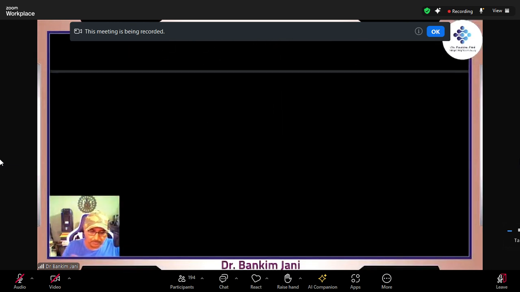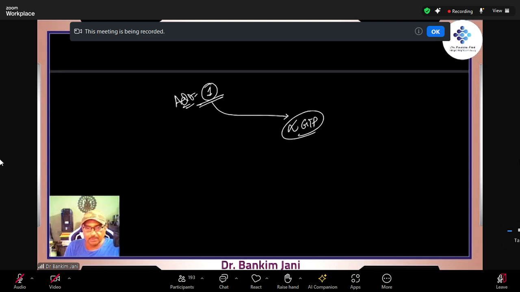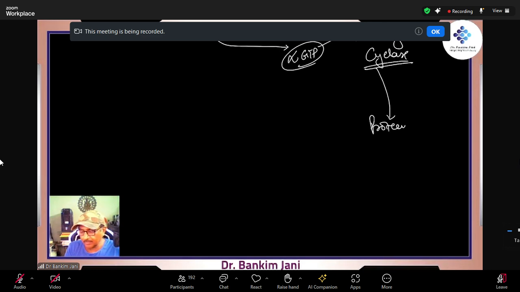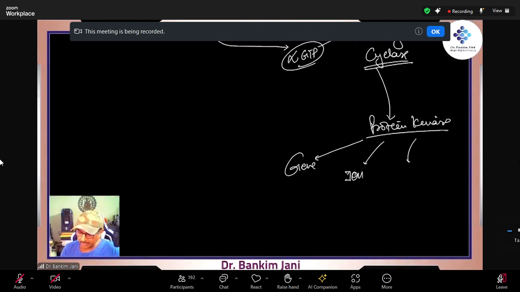Now, interestingly, only one molecule of adrenaline came from the top. It generated that alpha GTP. This alpha GTP acted on that adenyl cyclase. This adenyl cyclase activated protein kinase, and this protein kinase acted on so many areas. It acted on gene, it acted on ion channels, so many ion channels opened, it acted on enzyme, and that enzyme went and started acting on so many parts of the body.